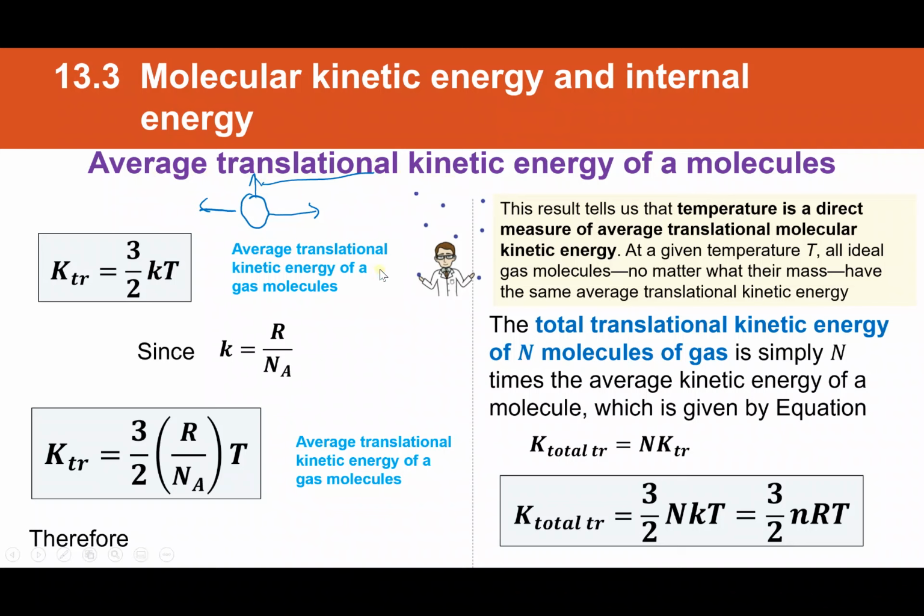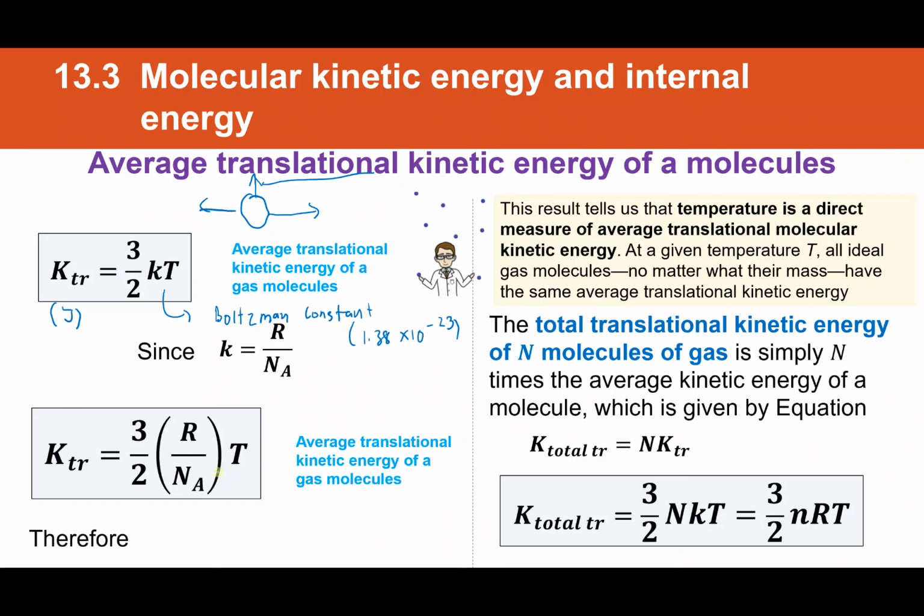So average translational kinetic energy of a molecule can be calculated. So K trans, KTR ni refer kepada translational. So you could use the equation 3/2 kT. So k ni adalah Boltzmann constant, which the value is 1.38 times 10 power of negative 23. Okay, so T adalah temperature and must be in the units of Kelvin lah. So since kinetic energy is a form of energy, so dia punya unit for K trans adalah joule.